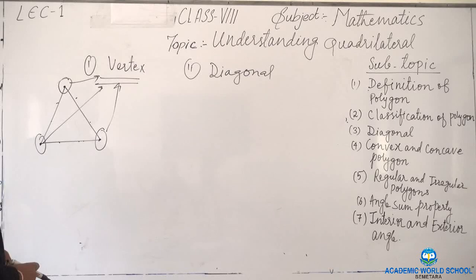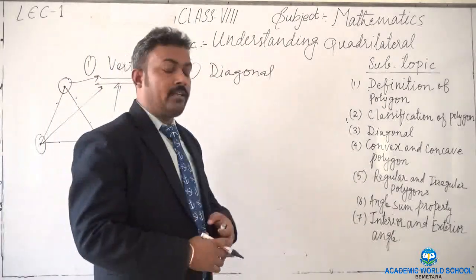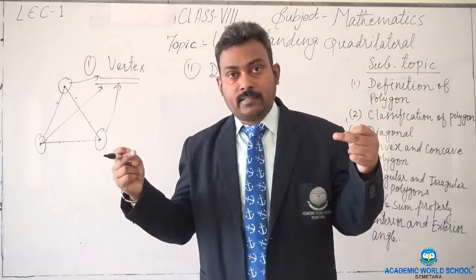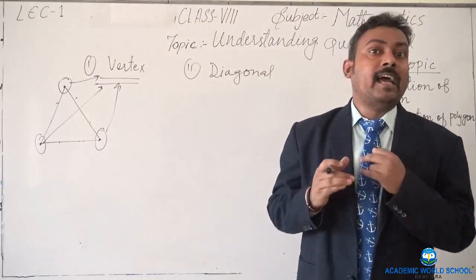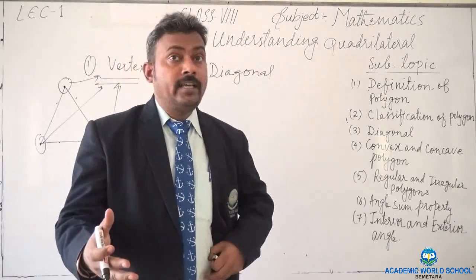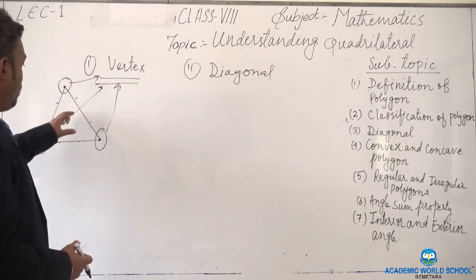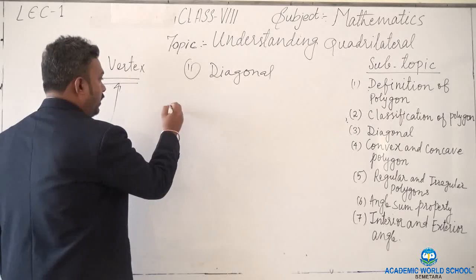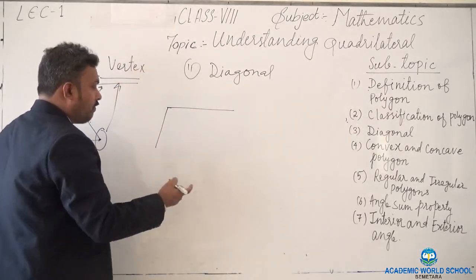Now suppose there is a condition in which two vertices are joined by a line segment. Here we cannot get that, but I am going to make another polygon in which it is possible to join two opposite vertices.